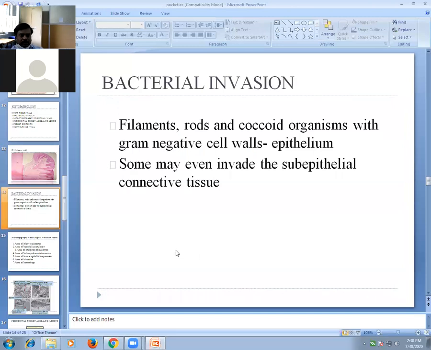Coming to bacterial invasion: filaments, rods, cocci, these are the microorganisms, both gram-positive and gram-negative. They are present in this epithelium, and a few have the capacity to invade into the connective tissue of the gingiva, like P. gingivalis and Prevotella intermedia, Aggregatibacter. These are the microorganisms which have the capacity to invade the gingival connective tissue.